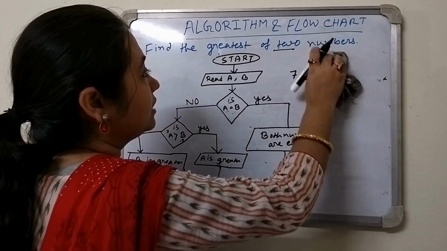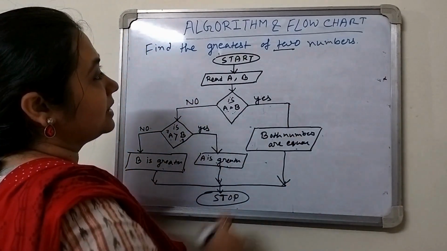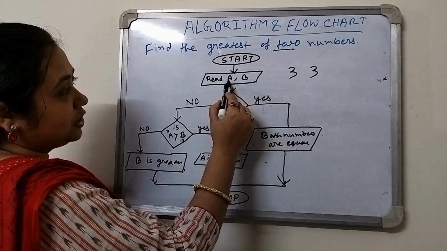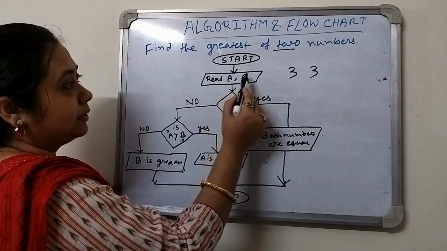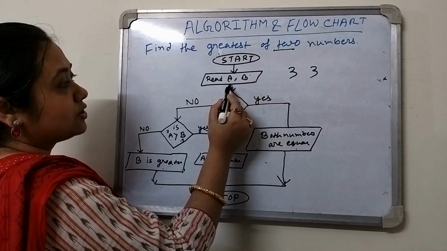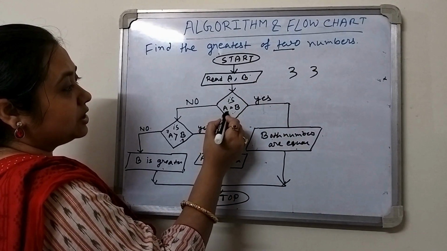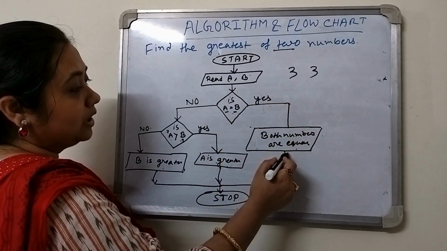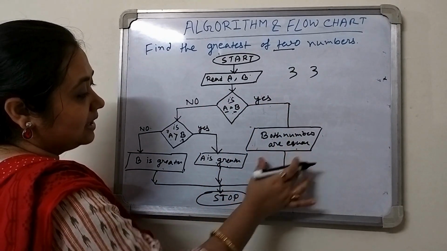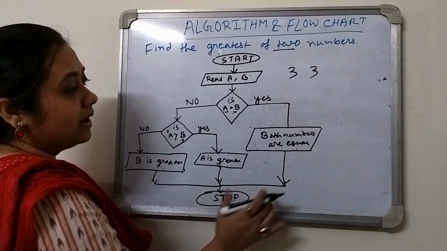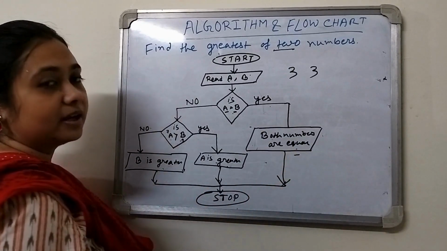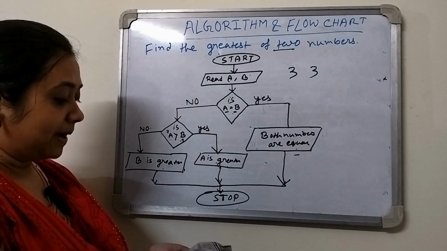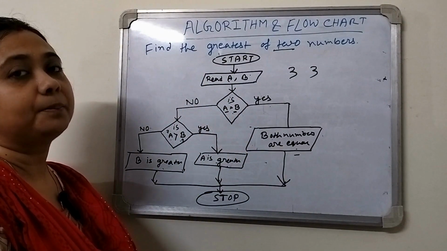Or we take two similar numbers, that is 3 and 3. In the position of A we store 3, and in the position of B we store 3. So here the check will be done, 3 equal to 3. Yes, that means both numbers are equal. So we get this result. After that the program will stop and we get that both numbers are equal. So these are the simple steps or simple process by which we can represent a program.